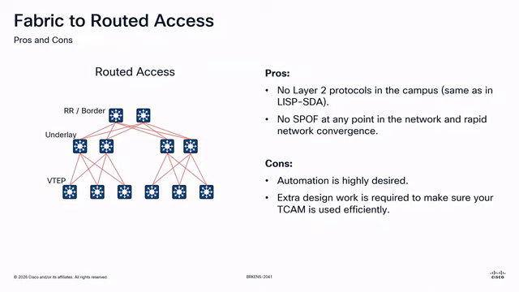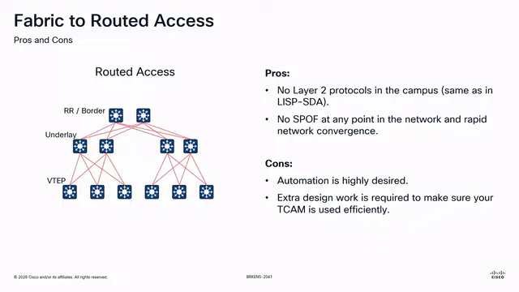So an alternative to fabric to distribution is fabric to the access, which means you need to have routed links all the way to the access layer. Advantages are clear. Because we have routed links to the access layer, there are no layer 2 protocols. Right? So everything is just point-to-point routed links, just like in our alternative solution, the SDA, which is based on LISP. Importantly, the switches don't need to be loosely or tightly coupled in a distribution or core. It's just pure routing, just pure OSPF or ISIS. So no single point of failure, and rapid network convergence facilitated by things like BFD.